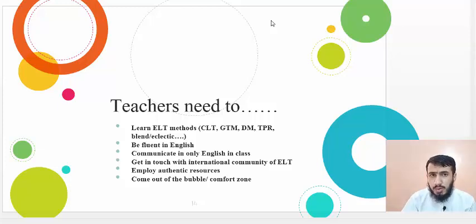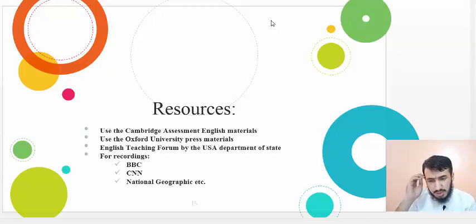Authentic resources are the everyday English resources that native speakers use, like journals, websites, and channels like news channels, and news websites like BBC, CNN, Fox News, National Geographic. All these websites they must use. And then there are native speaker produced channels and online resources, and I will show you in a while. So what are the resources that they should employ?